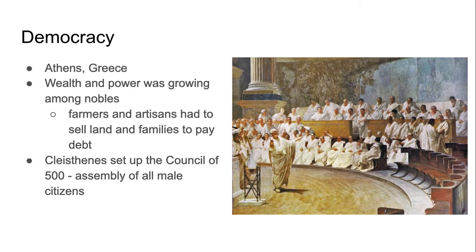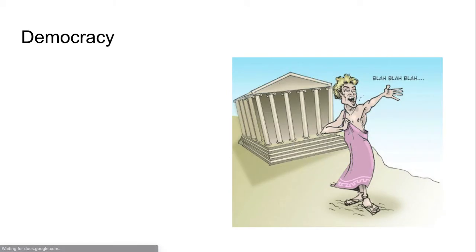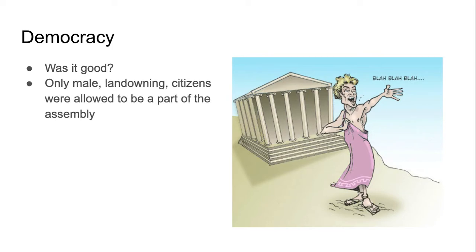Cleisthenes set up the Council of 500, which was an assembly of all male citizens. These citizens would vote and discuss every single issue. Is it a good idea? Well, if you think about democracy throughout history, typically only male land-owning citizens were allowed to be a part of the assembly. So you kind of have to question, is everyone's interest being represented? Is everyone's interest being talked about when voting?